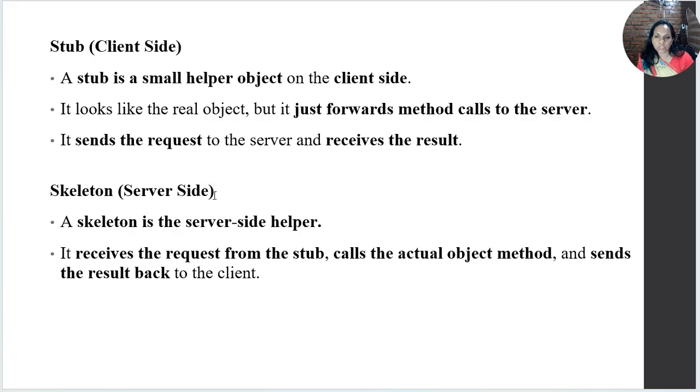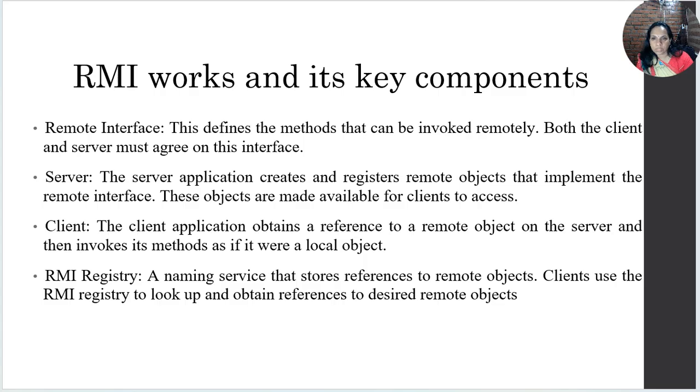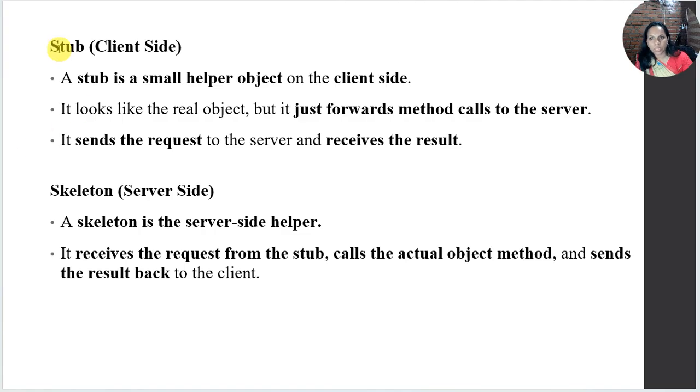Now skeleton on the server side. A skeleton is a server side helper and it receives a request from the stub, calls the actual object method and sends the result back to the client. So these are the main components: remote interface, server, client, RMI registry, stub and skeleton.